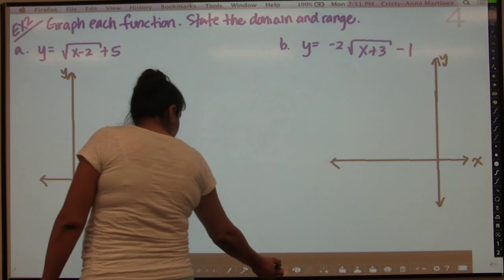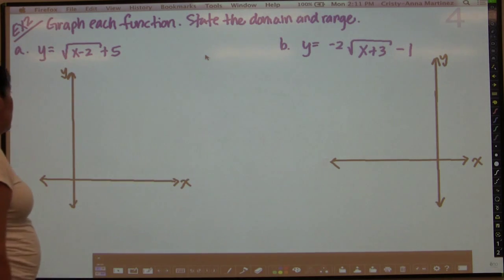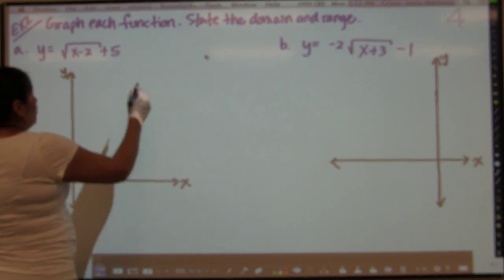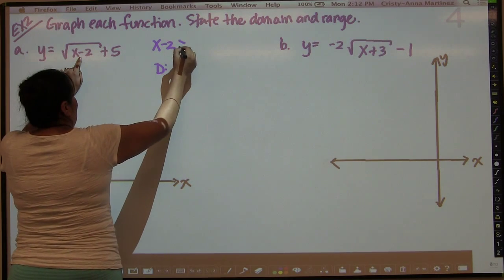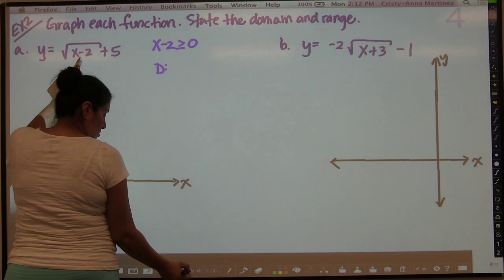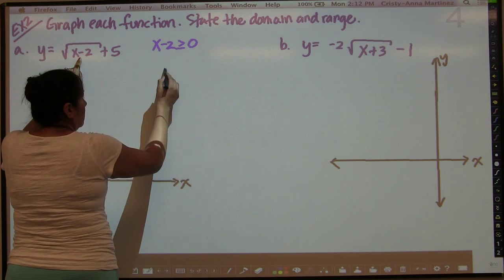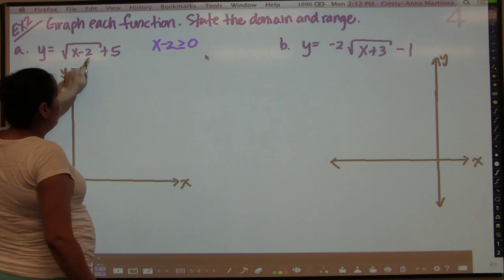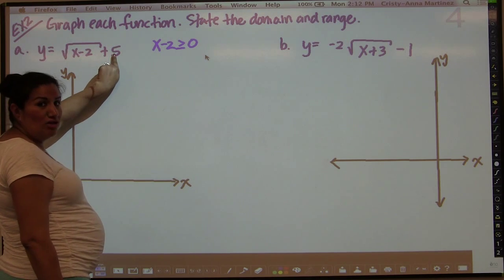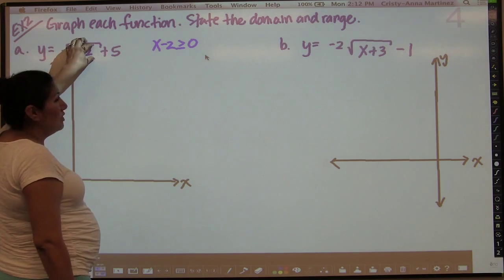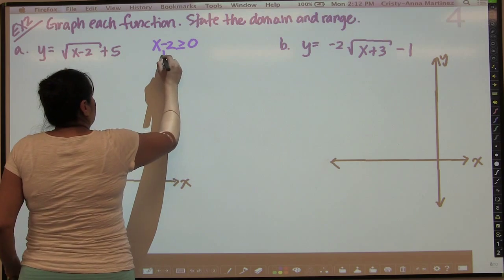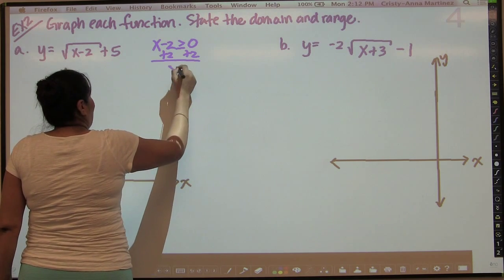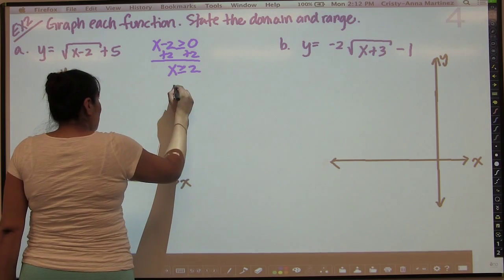So we have here y equals the square root of x minus 2, plus 5. They want us to graph each function, state the domain and range. So for domain, I'm just going to take the x minus 2 and set it greater than or equal to 0. Notice that I'm not adding the plus 5 part. As far as the domain is concerned, all that matters is what's underneath the little house. So I'm only making x minus 2 greater than or equal to 0, and when I do that, I get x greater than or equal to 2, and that's my domain.